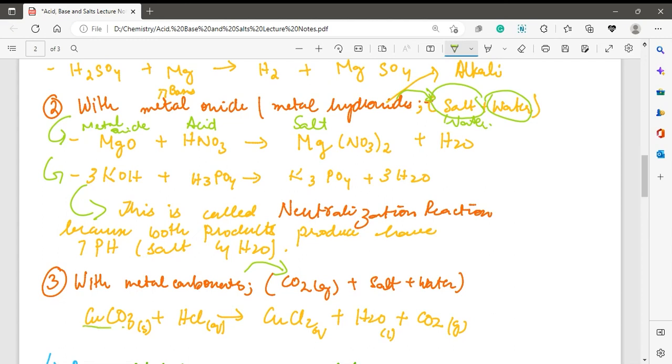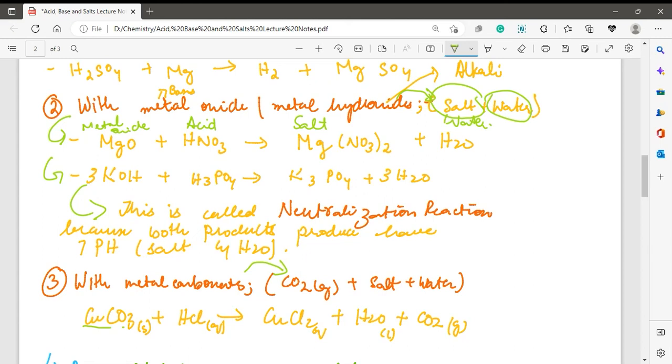This is copper carbonate, which is a solid compound, a metal carbonate. You are reacting it with HCl, which is in aqueous state, and the products which are being produced are copper chloride, which is in aqueous form, water and carbon dioxide gas. So these are the three chemical reactions for any acids. All types of acids perform these reactions, either a strong acid or a weak acid. It's not that these reactions are only restricted to the strong acid, but yes, I have shared the examples.